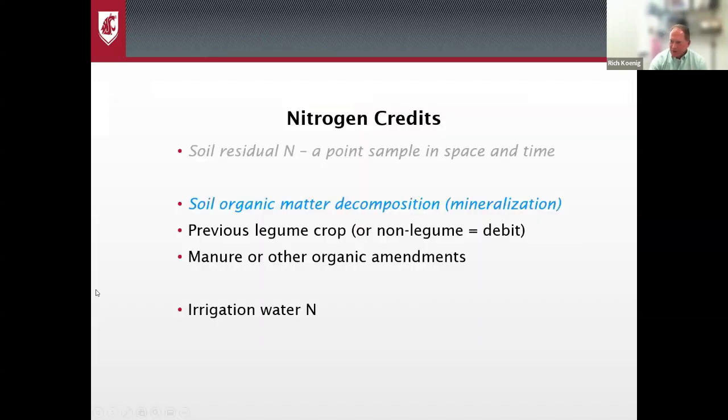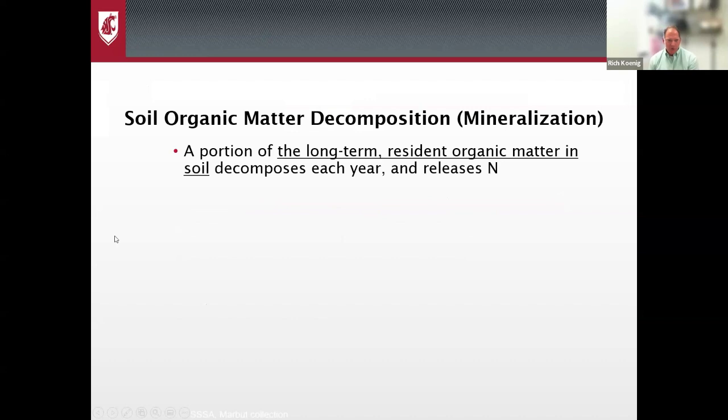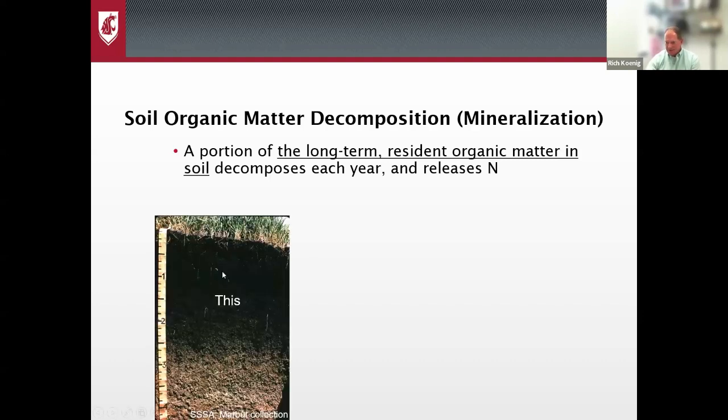So I'm going to move on now to the next soil nitrogen credit, and that's soil organic matter decomposition or mineralization. And again, just a couple of words about this credit. When we talk about soil organic matter decomposition or mineralization of nitrogen, what we're referring to is the portion of long-term resident organic matter that we know decomposes each year in the soil and releases nitrogen in that process. So what we're talking about is the dark colored humic material, the organic matter that's been in that soil profile for decades or maybe even centuries.